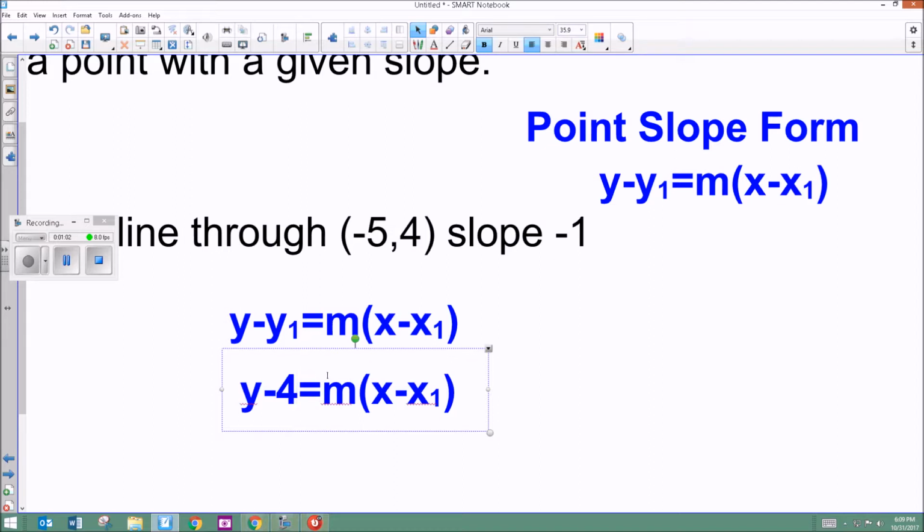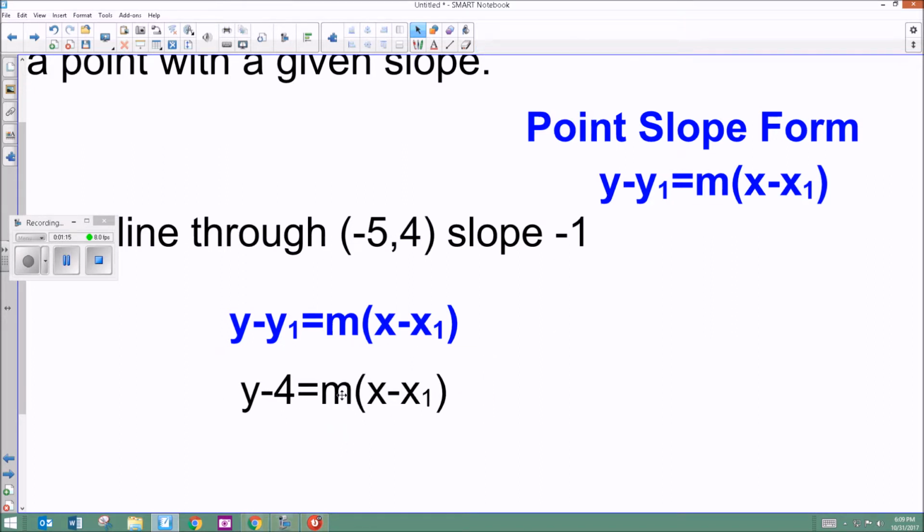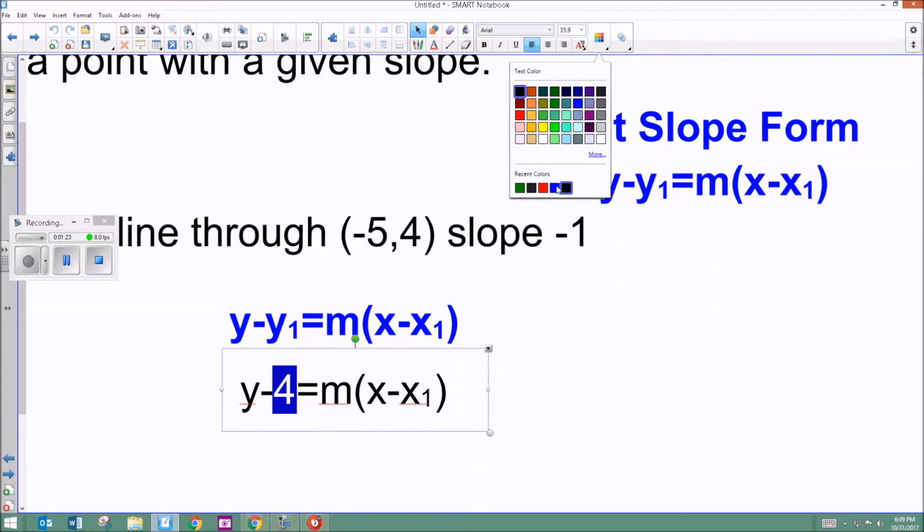Okay. And I actually don't need this to be bold, so let's get rid of the boldness. All right. So this is y1, which is 4. I'll keep that one blue.